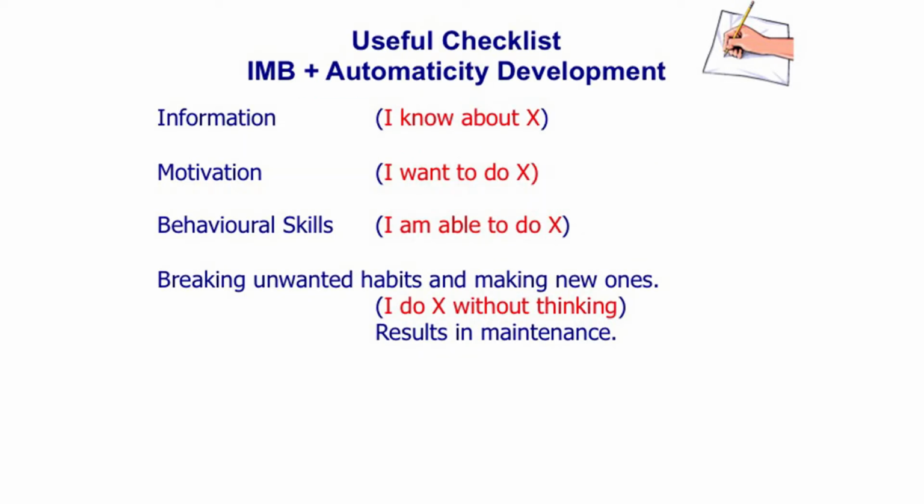So just to summarize then, I've talked about providing people with information, I've talked about bolstering their motivation, I've talked about giving them self-regulatory skills, or a variety of behavioural skills, and finally I've talked about the habitual nature of behaviour. So this is a kind of checklist that we use when we're thinking about changing any particular behaviour. So information, motivation, behavioural skills, and habit.